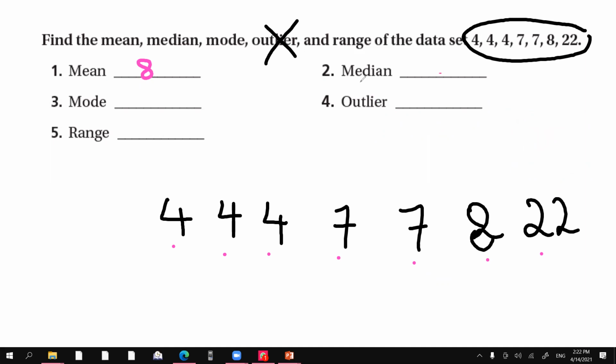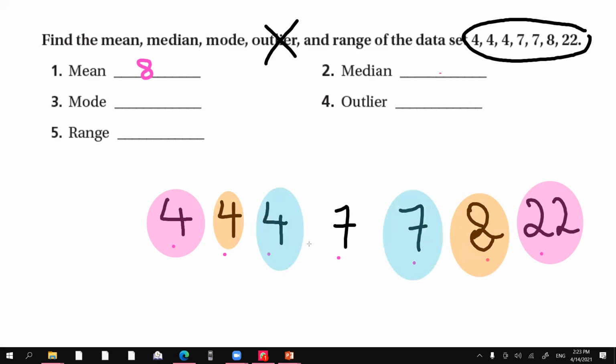Now, number 2, the median. What is the meaning of the median? The number that is in the middle. So here, what we have to do, we have to make like a game. Number 4, play with number 22. And this number 4 here, play with number 8. Then number 4, play with number 7. So which number is in the middle? 7. So I will say that the median here is number 7.